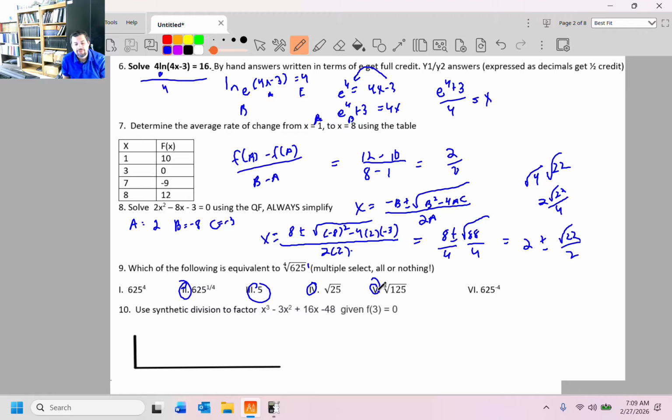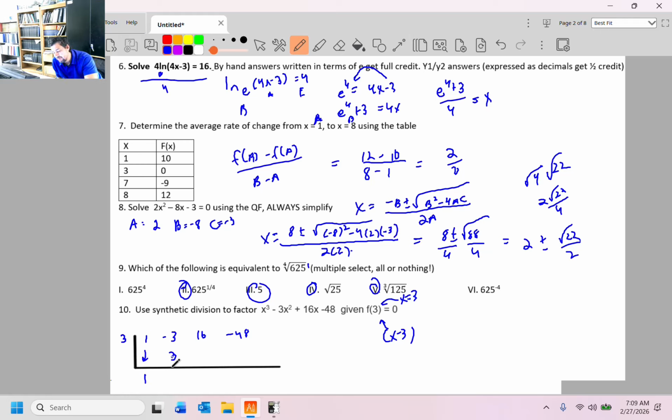Use synthetic division to factor x cubed minus 3x squared plus 16x minus 48, given that f of 3 is 0. So here's actually one of your factors. One of your factors is already given. It's x minus 3. The x value, this does say x is 3, goes out front. We have 1, negative 3, 16, and negative 48. Those are our coefficients.